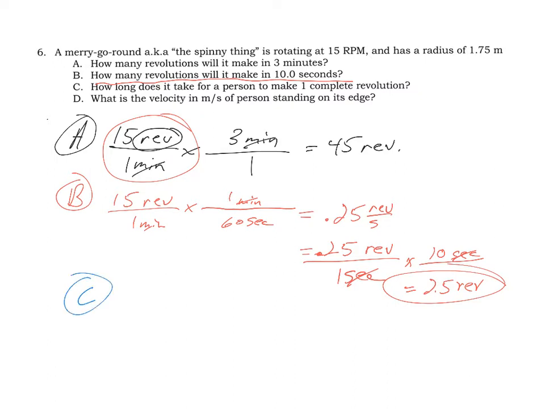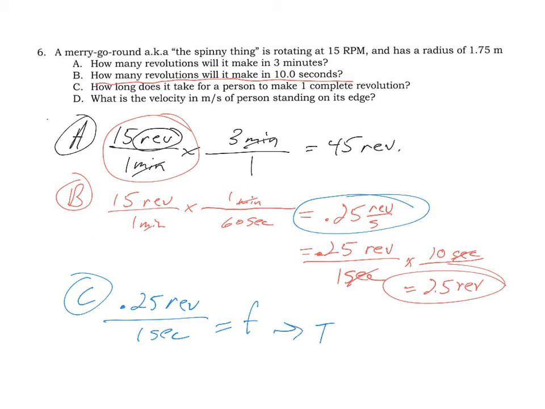How about C? How long does it take for a person to make 1 complete revolution? Well, now we're looking at frequency, correct? So let's find, actually that's period. If we have frequency, we can get period. So we have 0.25 revolutions per 1 second. How did I get that? I stole that from B. This is the frequency.